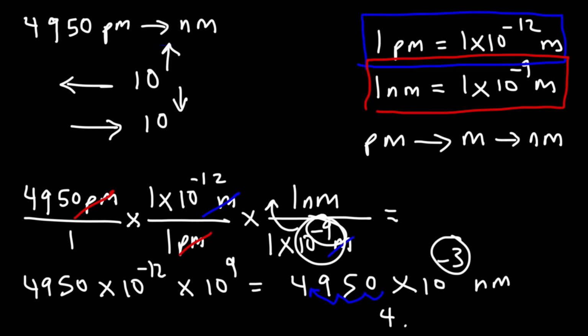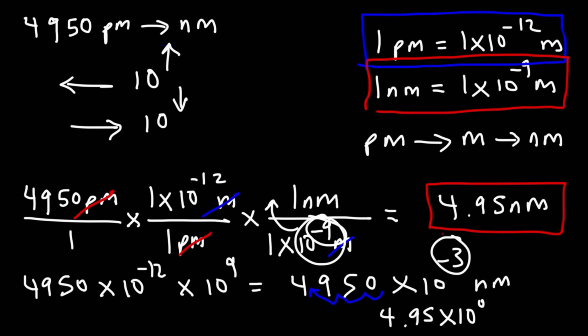So we're going to get 4.95 times 10 to the 0. And anything raised to the 0 power is 1. So 4.95 times 1 is just 4.95. So this is our final answer. It's simply 4.95 nanometers. And you could type this in your calculator. If you type in 4950 times 1 times 10 to the minus 12 and then divided by 1 times 10 to the minus 9, you're going to get 4.95. So this is the right answer.